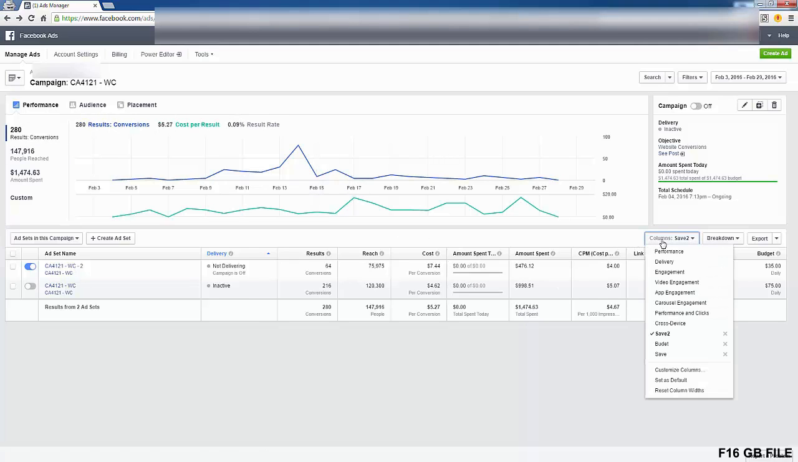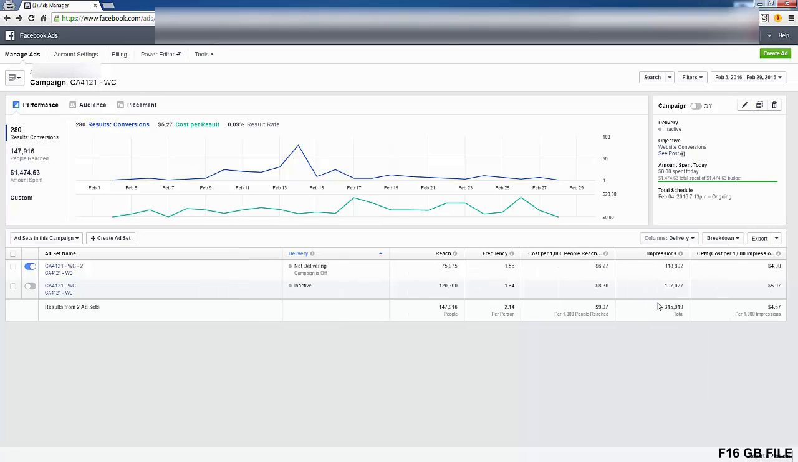So the most important metric, in my opinion, especially at the start, is CPM. You can go over here and click columns, and then delivery. Inside columns delivery, the last column here is CPM, which is cost per 1,000 impressions. M is for mille, the Latin word for 1,000. So CPM is what you're paying to show it to 1,000 people.